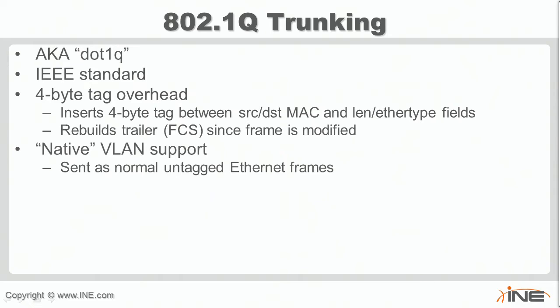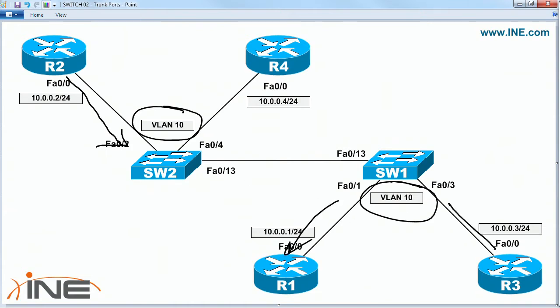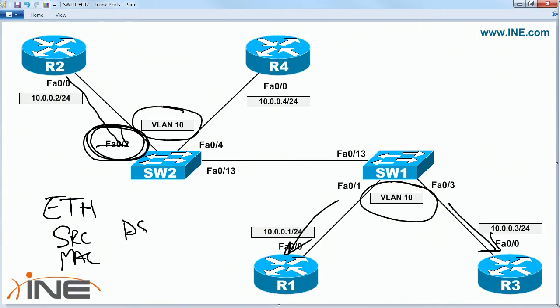Essentially the idea behind this is that if we had VLAN 10 on one side of the network and we have VLAN 10 on the other side, when router 2 is trying to send a packet to router 1 or to router 3, when the frame is received in here, inside the Ethernet header, we're going to have the source MAC address, the destination MAC address, then the type and length fields.